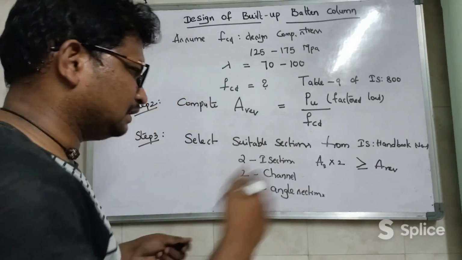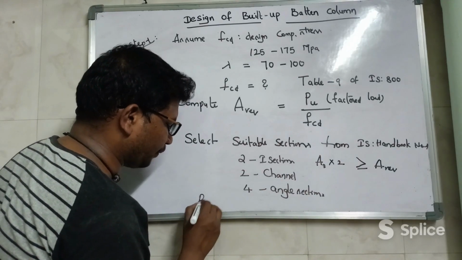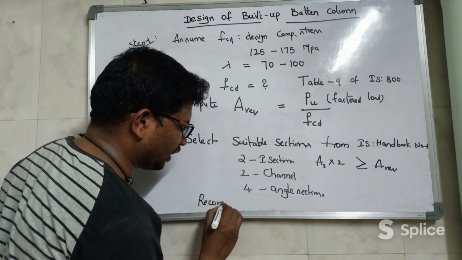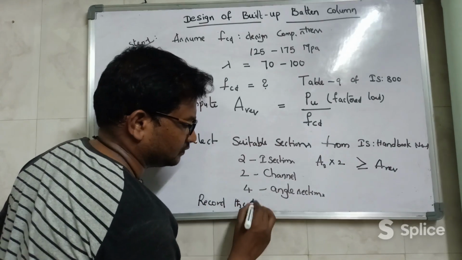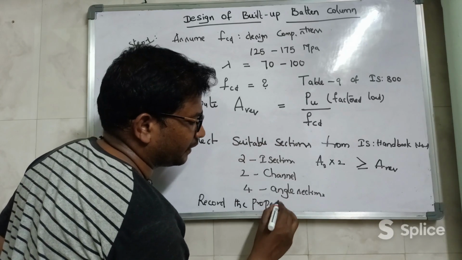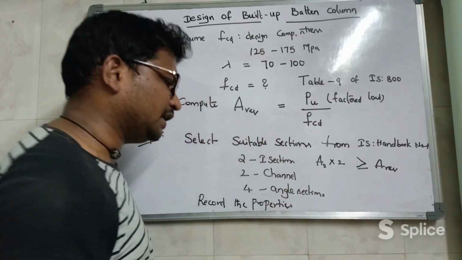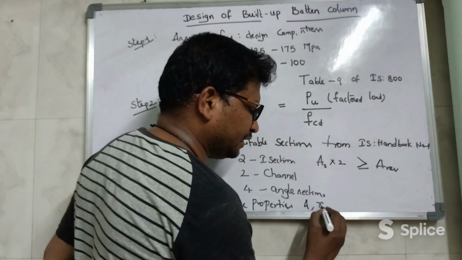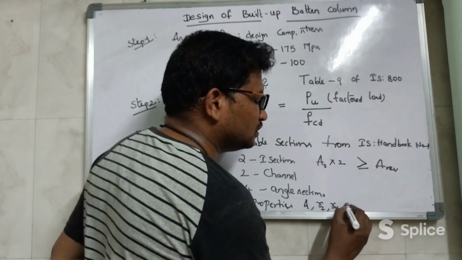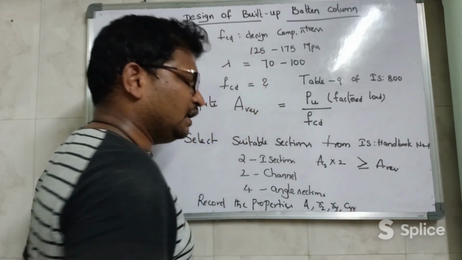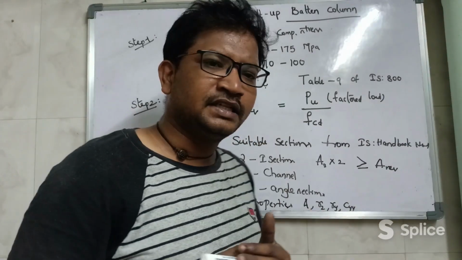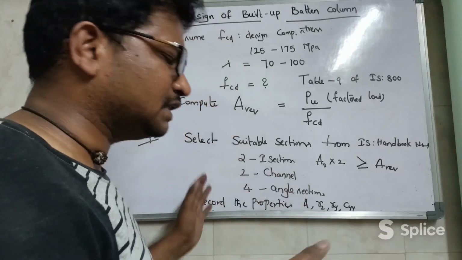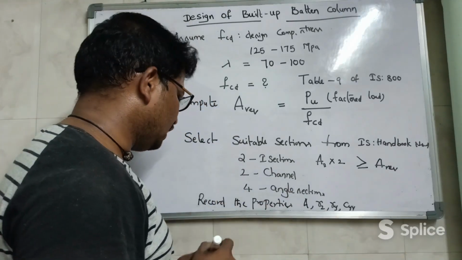Next, you need to record the properties of the selected members. Area and RZ value, RY value, CYY value, and thickness, flange width, all these properties need to be recorded.